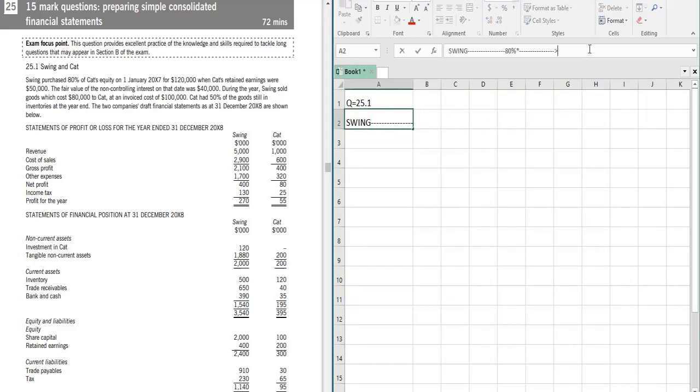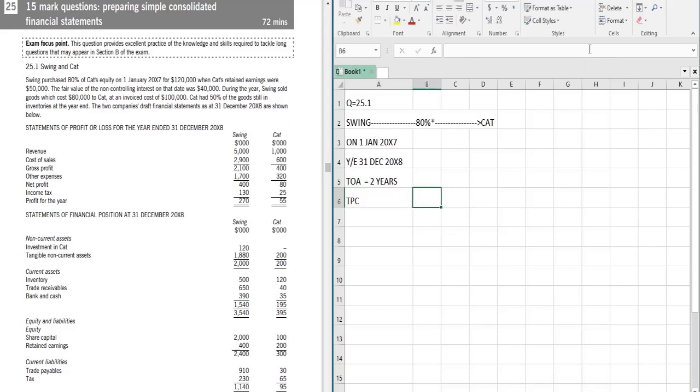Okay, so Swing is the parent company which acquired 80% of CAT on 1 Jan 20x7. Just have a look at the formula bar. The year end, which is already given in the question, is December 20x8. So the time of acquisition, which I will write in shortcut as TOA, is 2 years. We already have the total purchase consideration in the question, which is 120,000.